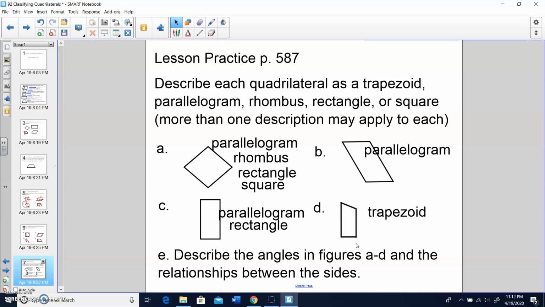Describe the angles in figures A through D and the relationship of the sides. Well, we kind of already talked about it as we went through the definitions, but A, we have 4 right angles, and we have 2 sets of parallel sides. B, we have an obtuse angle and acute, and then we have 2 sets of parallel sides. C, we have 4 right angles, 2 sets of parallel sides. Since we have right angles, we would also have perpendicular lines. And D, we have right angles. On this end, we have an obtuse angle here and an acute angle here, and 1 set of parallel sides.